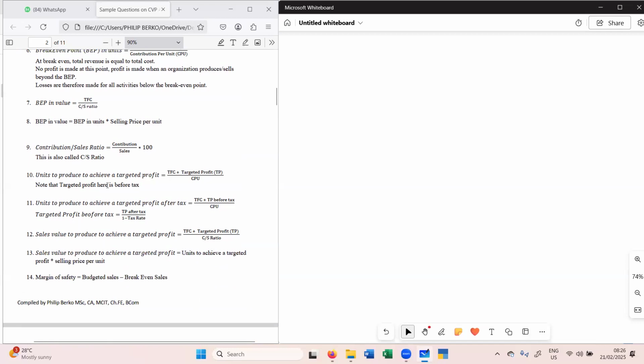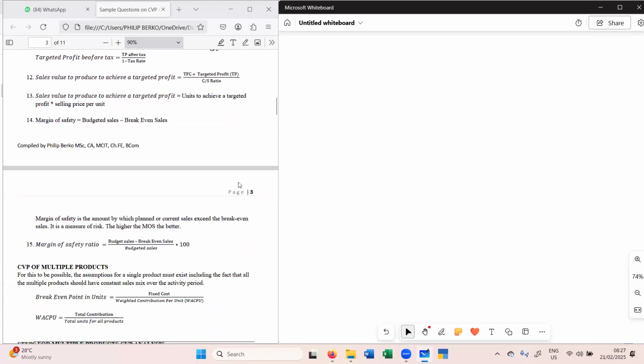Then units to produce in order to achieve a targeted profit: you have your total fixed cost and then you add your targeted profit to it and divide it by your contribution per unit. You see that? So don't worry, these formulas, once we start solving questions, you get to be familiar with them. So those are the formulas.